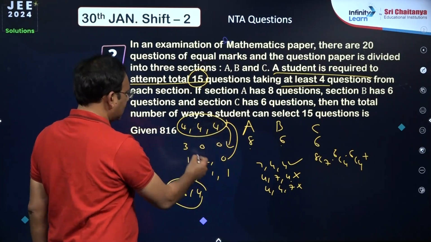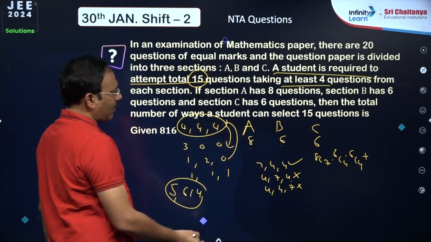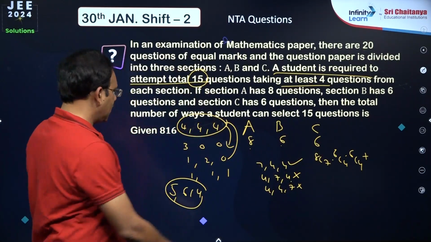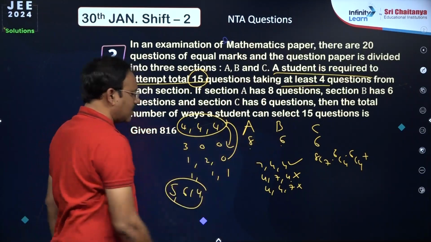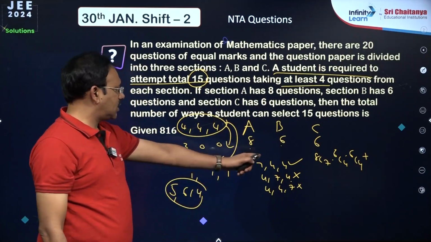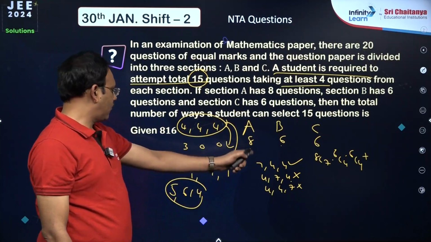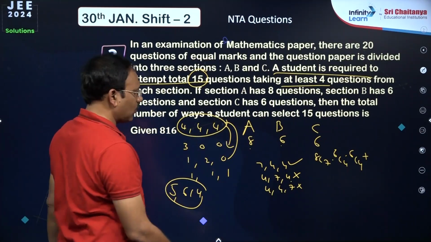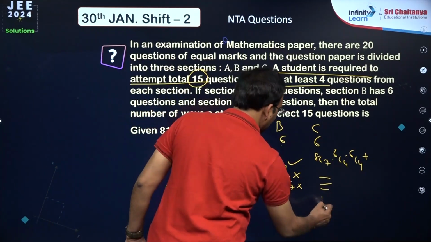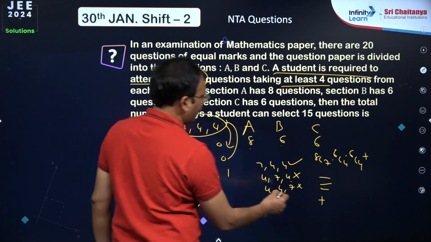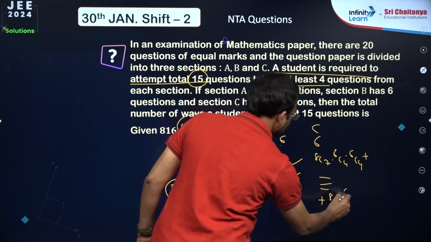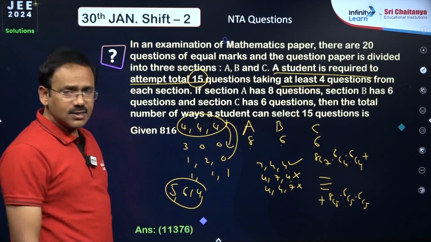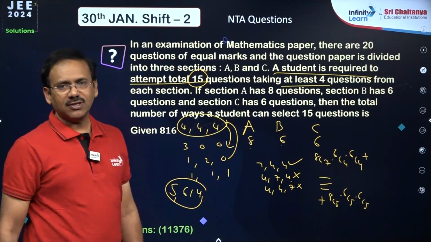Similarly, this combination, that means 5, 5, 5. 5, 5, 5 means 8C5 into 6C5 into 6C5. So all together here, instead of 6, since the same number is there, 5 here, 6, 4; 6 here, 5, 4; and 4 here, 5, 6. 3 combinations you are going to get, and 1 more is going to be 5, 5, 5, that is 8C5 into 6C5 into 6C5. These combinations you need to count, my dear friends. So the answer is going to be 11,376.